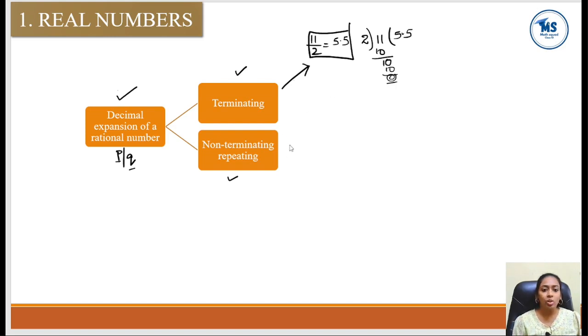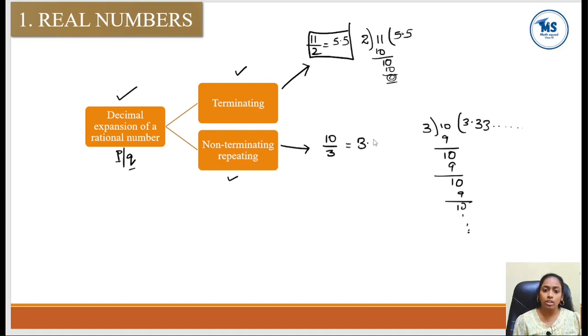Okay, let's see non-terminating and repeating. For this, I'll take 10 by 3. Now I'll divide 10 by 3, then 3 3s are 9, remainder 1. I'll put a point here, take 0, again 3, again 9, remainder 1, I'll take 0, 3, 9, 10. This process goes on: 3.333 and so on. 10 by 3 is equal to 3.33333 and so on.